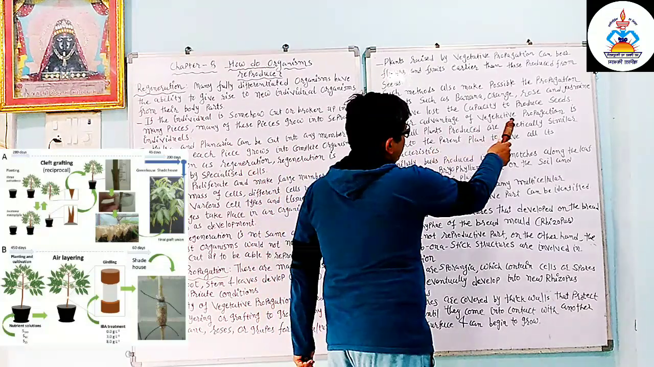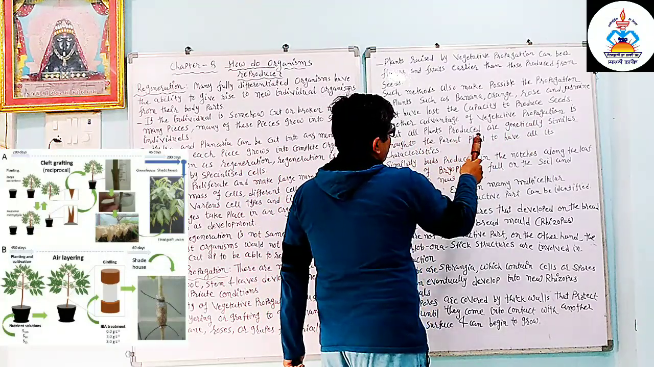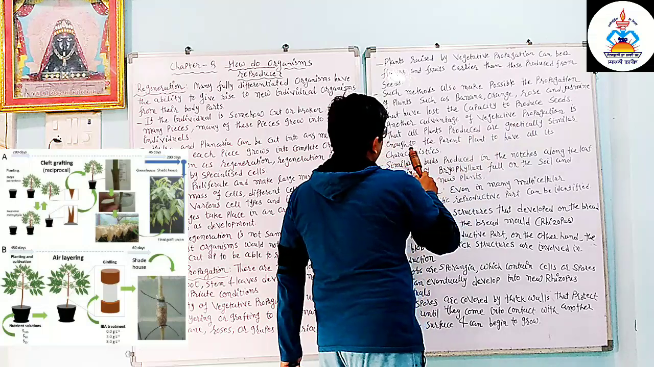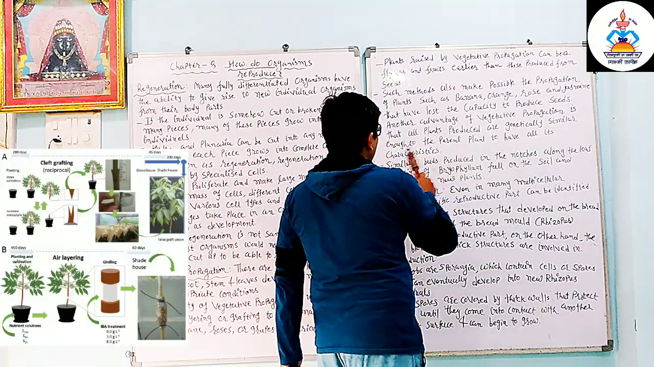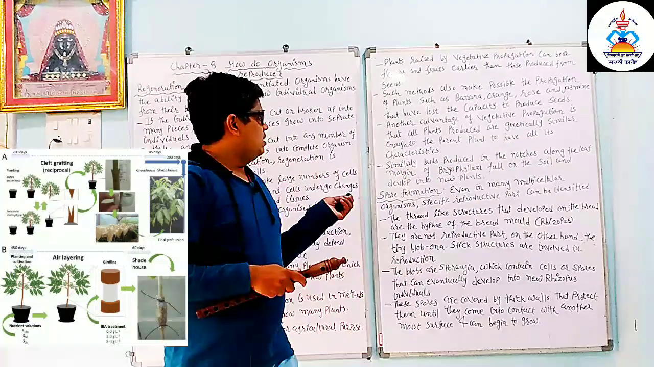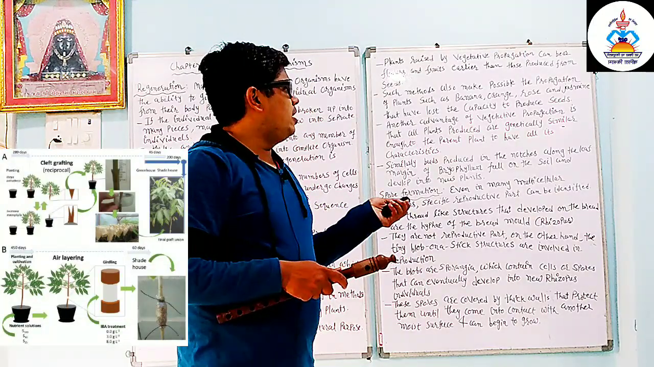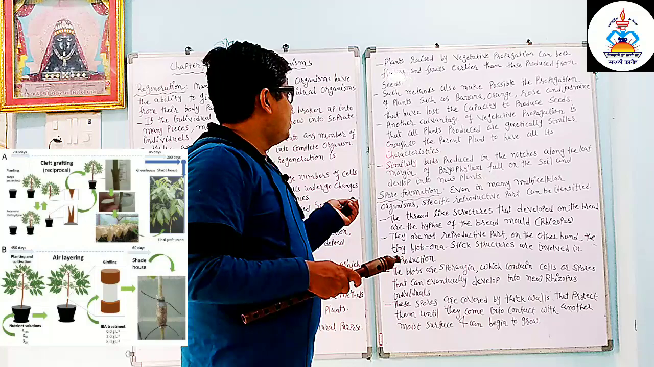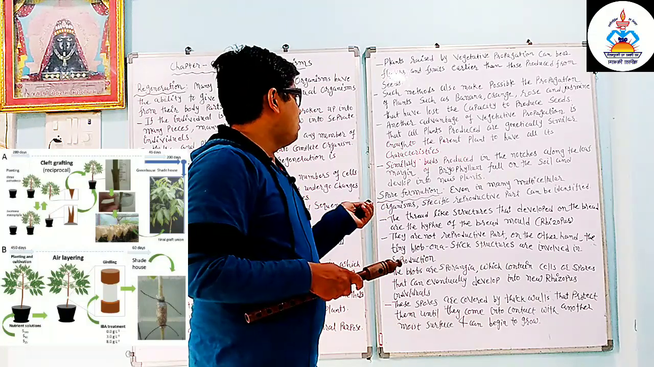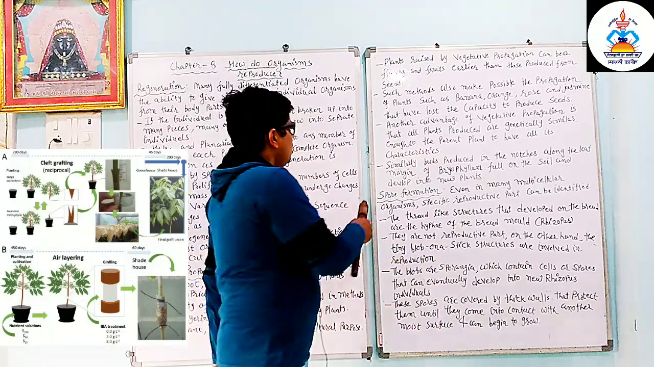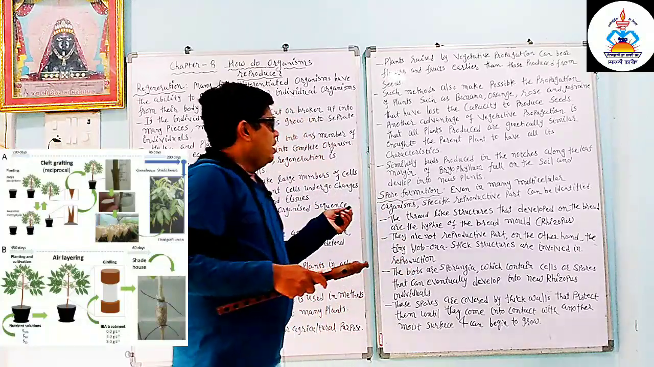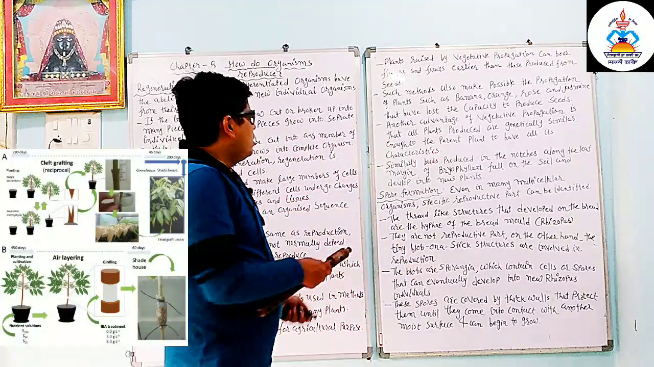Another advantage of vegetative propagation is that all plants produced are genetically similar enough to the parent plant to have all its characteristics. So one advantage here is genetic similarity, and because of that we get the ideal characteristics from the plant.